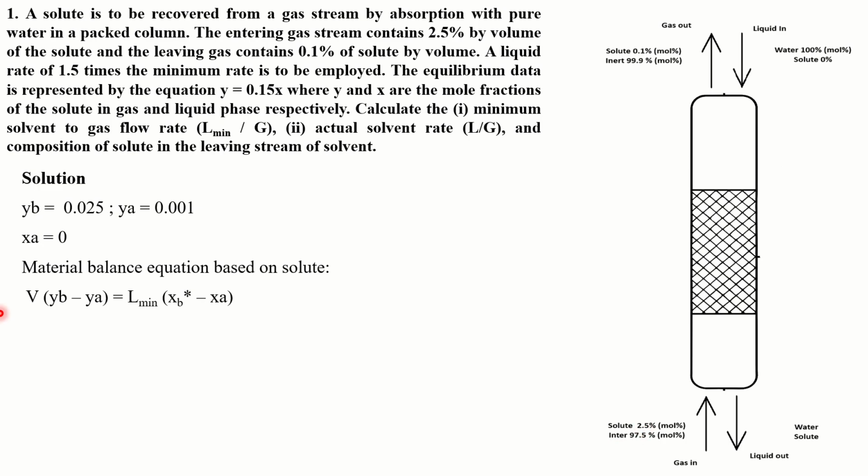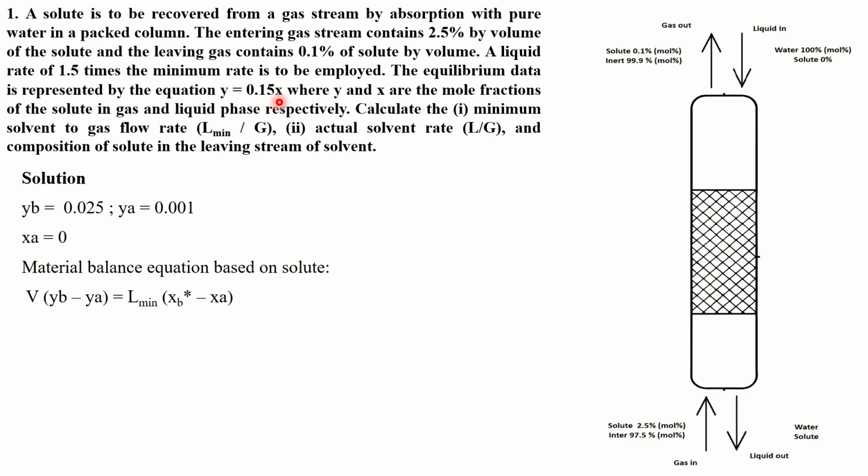In this expression, we'll check what data we have in order to find out L minimum by V. YB and YA, these two are given data. XA is also given, and then the XB star. XB star is the equilibrium value corresponding to YB. So how to obtain this value? We can make use of the equilibrium equation given in the problem statement. If you substitute YB in that, the X which you get through this equation is XB star.